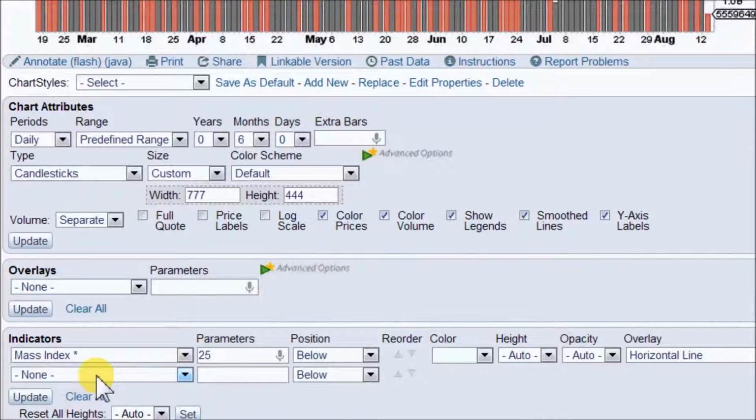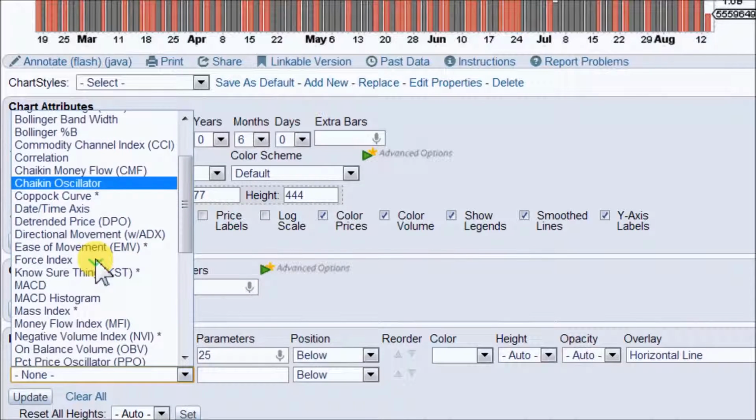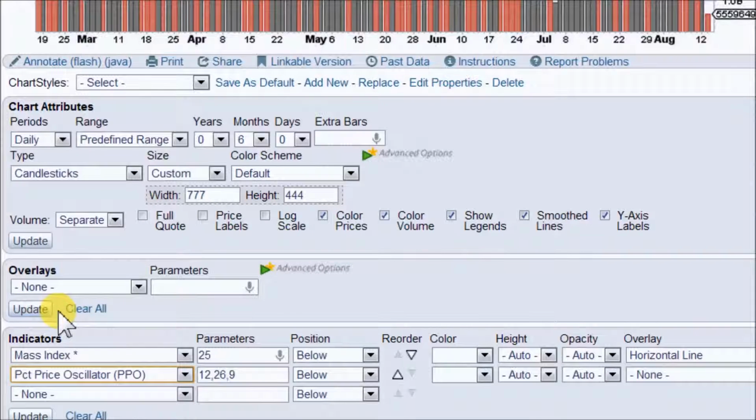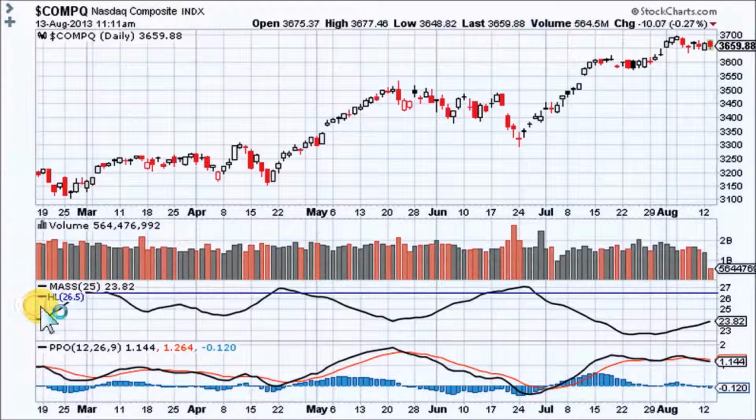Okay, we also need a momentum oscillator, or something that will tell us the trend or give us buy or sell signals. Personally, I like the CCI, the Commodity Channel Index, but in this case I'll just load up the PPO because it looks very much like the MACD, but it gives better buy and sell signals. And the standard setting there is 12, 26, 9. 9 is the signal line. Okay, let's go ahead and click Update. And here is the Mass Index.